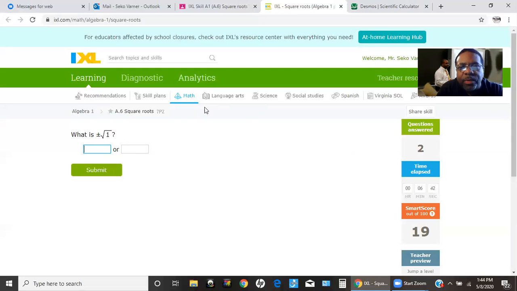So for the square root, we're trying to figure out what number times itself would give you 1. 1 times 1 is 1, so I'm going to give a 1 or a negative 1. To be honest with you, I can put a positive sign here if I wanted to, and it should be okay. Let's find out. Super duper.